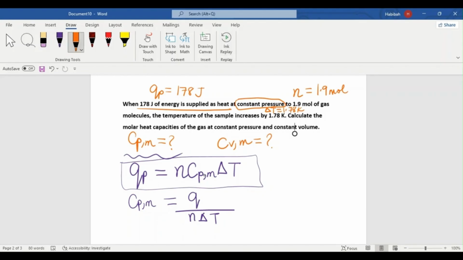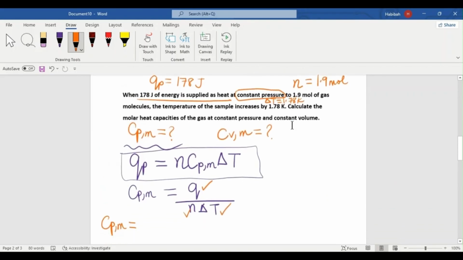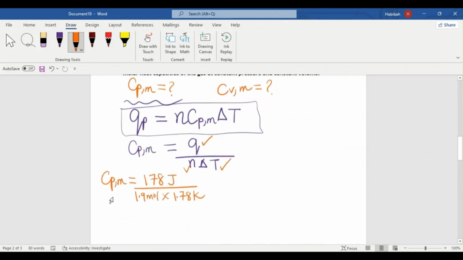We already have the heat at constant pressure, 178, the number of moles, and the change in temperature. So all we have to do now is simply substitute. Cp,m equals 178 joules divided by the number of moles, 1.9 mole, times change in temperature, 1.78 kelvins. When you have all of this information, you end up having 52.6316 joule per mole kelvin.